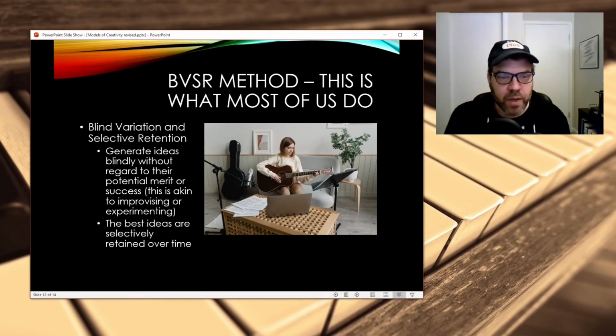Now, when I came across this model, it really resonated with me, the blind variation and selective retention model. In this case, you generate ideas blindly without regard to their potential merit or success, and then you selectively retain the ones that you think are the best. And this is, I think, what a lot of us do. You test things out, blind variation, and then you selectively retain the ones that you think are the best ideas.